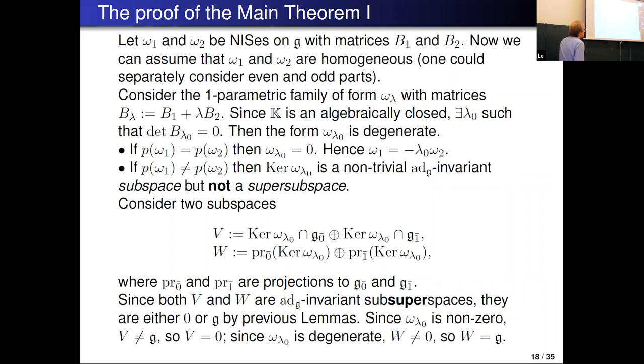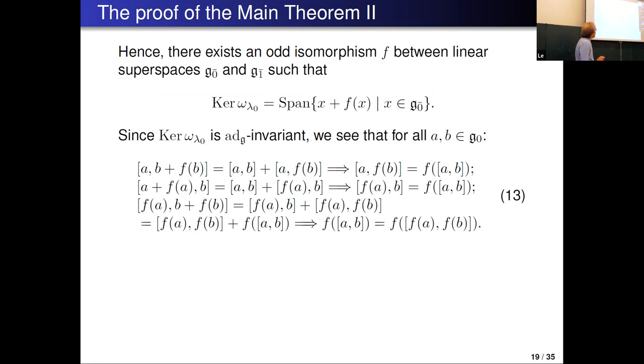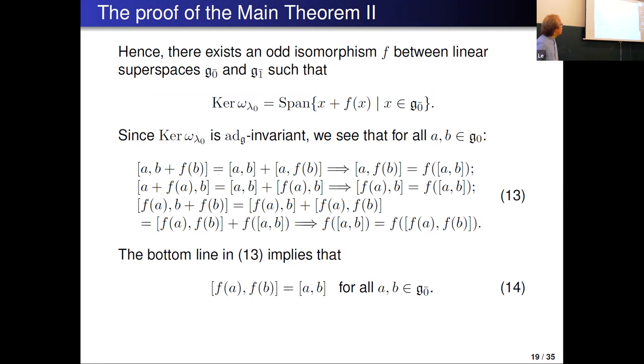And the opposite holds for W. So W covers all the space. What does it mean? It means that we have some linear map between the even and odd parts given by the following property. So this kernel will be described in the following way, just from the elements of the instance. And with a bit of computation, this gives you the following result, that this linear map behaves nicely with respect to the bracket.